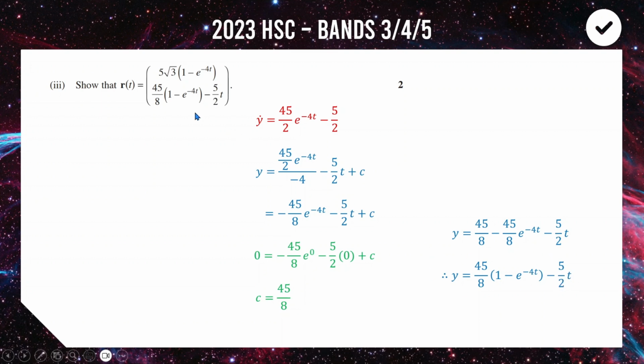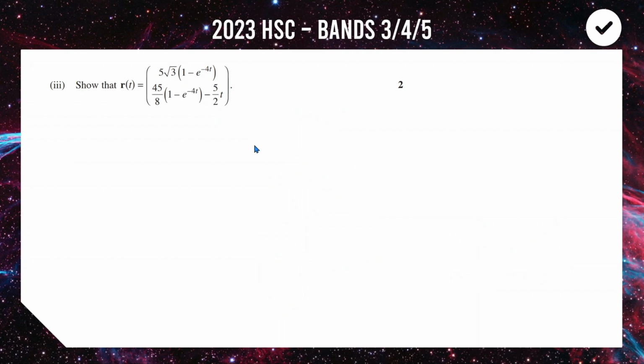And that is our y component done. So there's our first mark. Now we're just going to do the same thing with the x component. So starting off with our x velocity equation that we established in part 2, integrating both sides with respect to t. When you integrate velocity, you get displacement.